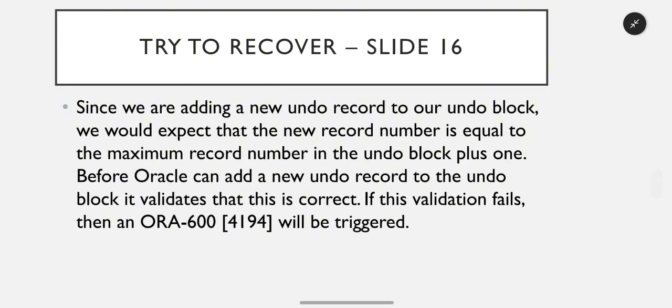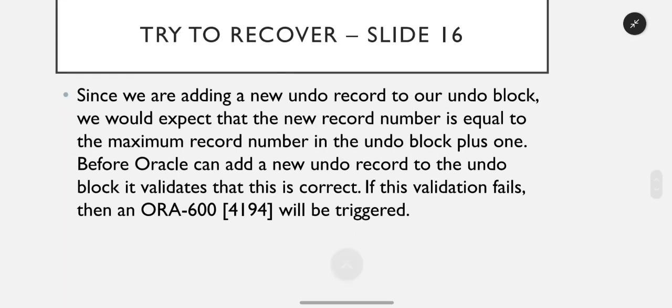Since we are adding a new undo record to our undo block, we would expect that the new record number is equal to the maximum record number in the undo block plus 1. Before Oracle can add a new undo record to the undo block, it validates that this is correct. If this validation fails, then an ORA-00600 [4194] will be triggered.